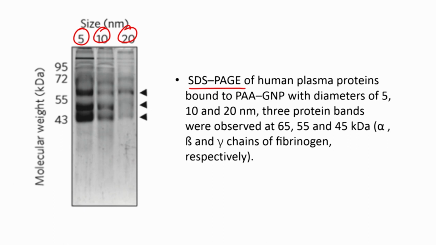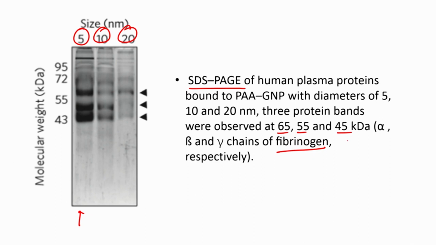What you can see here is several types of proteins have come in and adsorbed on these particles. What you see here is the 5 nanometer has quite a bit of protein, and then 20 nanometer has less protein for the same amount of the gold. And what they primarily observed was that the 65, 55 and 45 kDa chains of fibrinogen were very abundant.